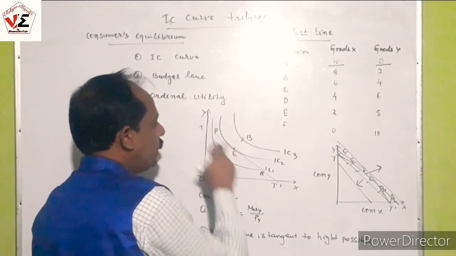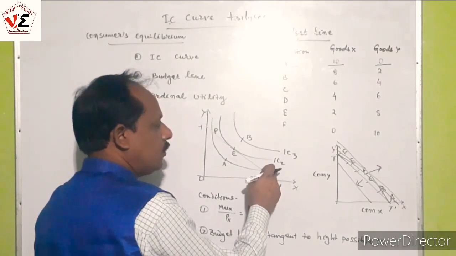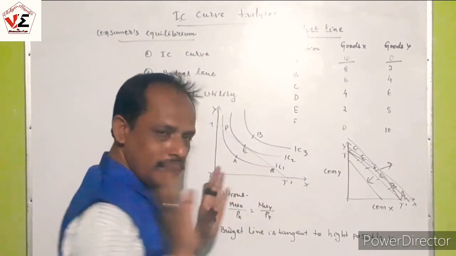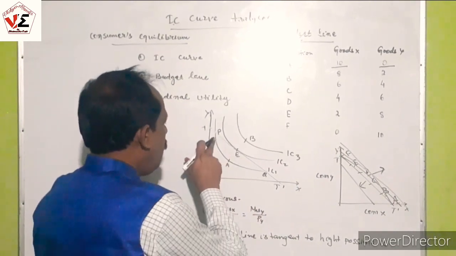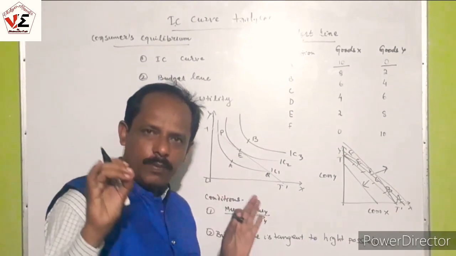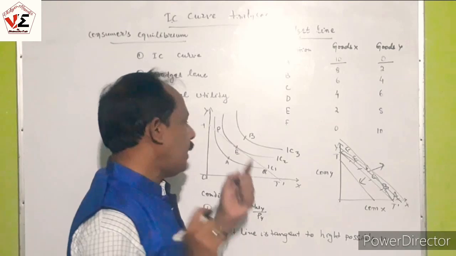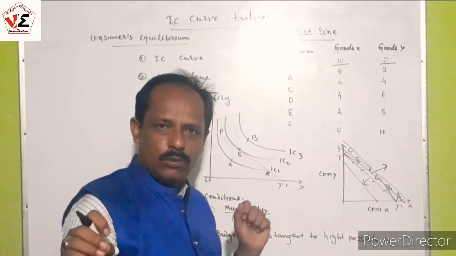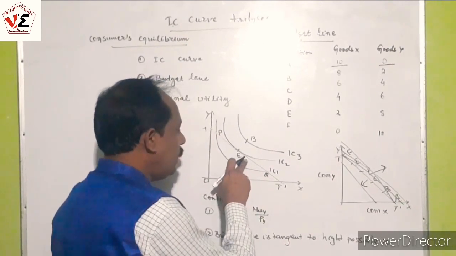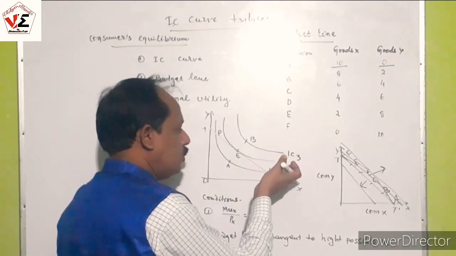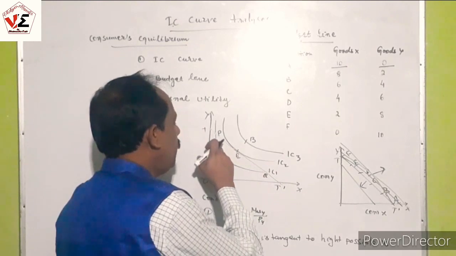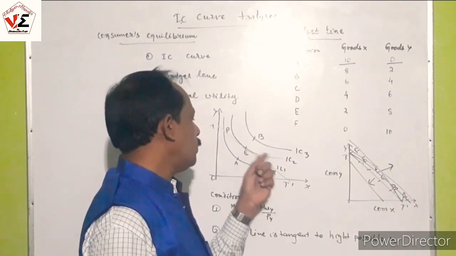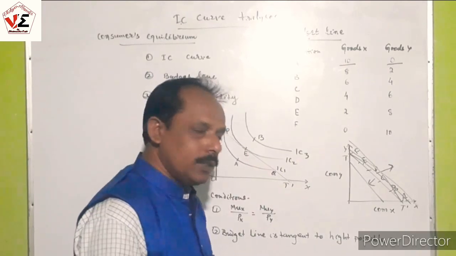Let's say the budget line is T dash, and there are various indifference curves, IC1, IC2, IC3. There are three indifference curves. You see that all the points on the same budget line yield the same budget to the consumer. Points P, E, and Q yield the same budget to the consumer. But you see that point E is on the higher indifference curve IC2 as compared to points P and Q. P and Q are on the lower indifference curve, whereas point E is on the higher indifference curve.